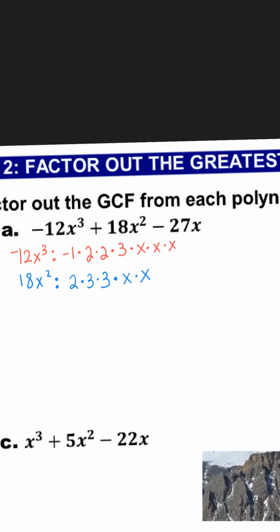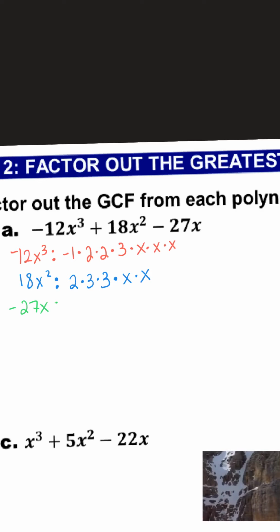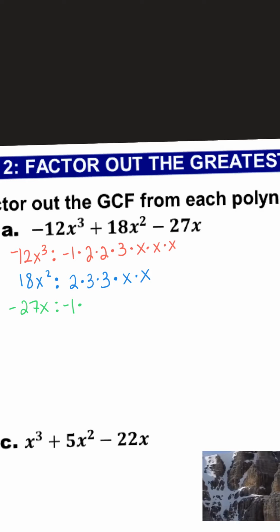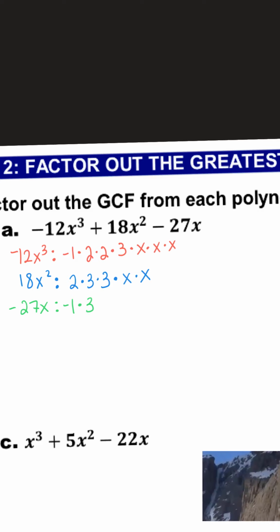And then my last term is negative 27x. And so I do have a negative there, so I'm going to pull it out. And then 27 is equal to 3 times 9. So I'll have 3. And then 9 is 3 times 3, so 3 times another 3, and then 1x.